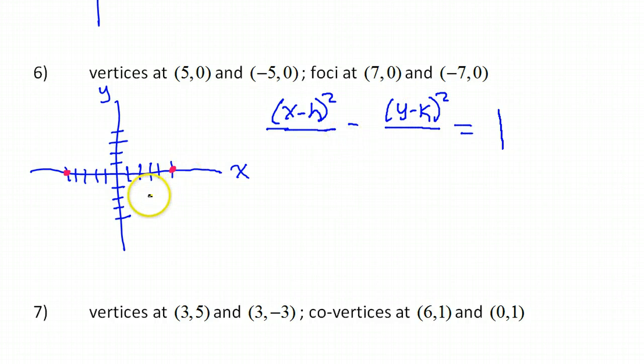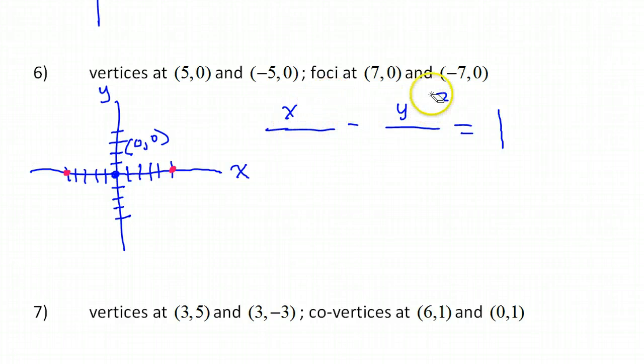But we also know the center though, don't we? Can you guess where the center is? 0, 0, because it's got to be dead center between the vertices, okay? So we know the center is 0, 0. So that's our h and our k right there. So we don't need the whole x minus h bit or the y minus k. It'll just be x squared, y squared. Let's bring it together. Okay, x squared, y squared.